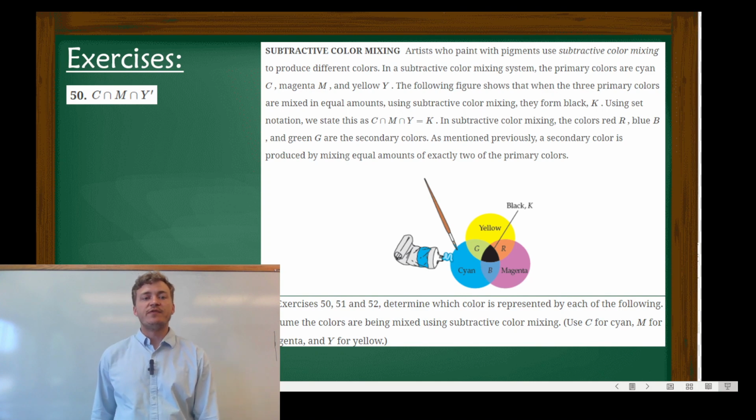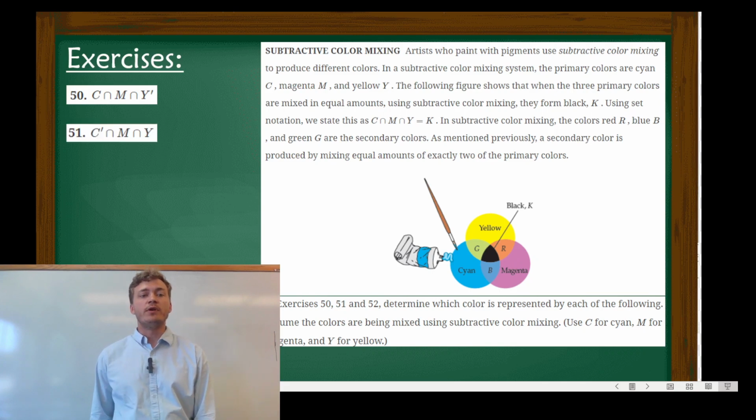So here for number 50, we want to know what color is being created when we take cyan, intersect it with magenta, intersect it with not yellow. What this means here is we're not using yellow, but rather we're going to use cyan and magenta. And the color we get here for number 50 is blue, denoted B. Down in the region where cyan and magenta intersect and where yellow does not, we get the color blue.